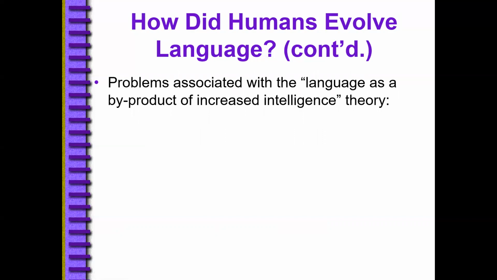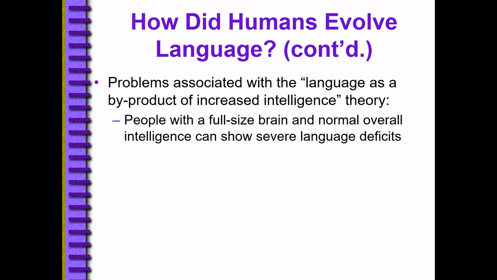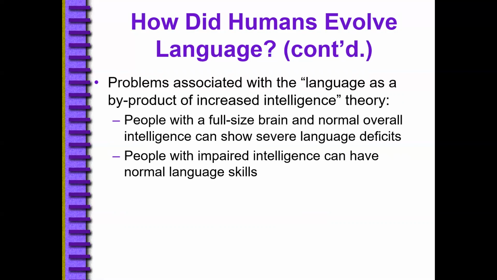Obviously there are problems with thinking that language developed as a byproduct of brain development or a byproduct of intelligence, because we do see that people with a full-size brain and normal overall intelligence can show severe language deficits. We also see that people with impaired intelligence can have normal language skills. So this theory doesn't work.